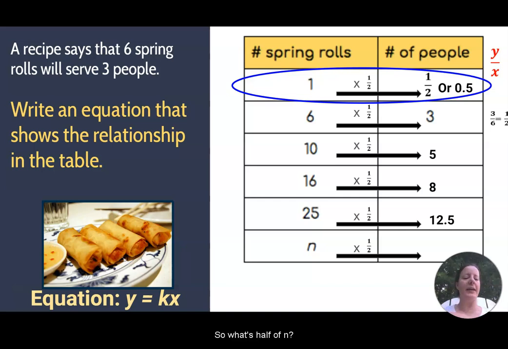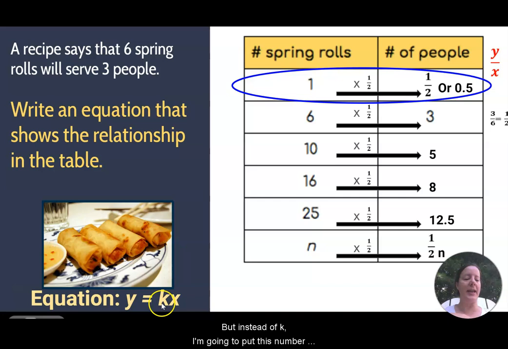So what's half of n? What if I pick any number? Can we find the answer? Of course. Here, we're just going to write that 1/2, our constant of proportionality, that number in the middle, and then we're going to just put the variable after it. So 1/2 n.